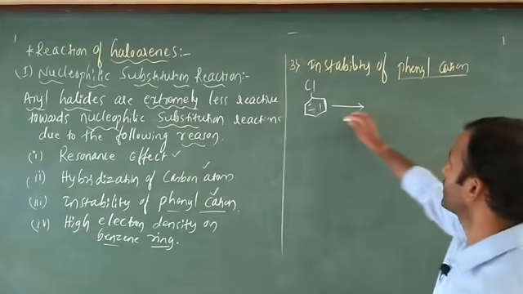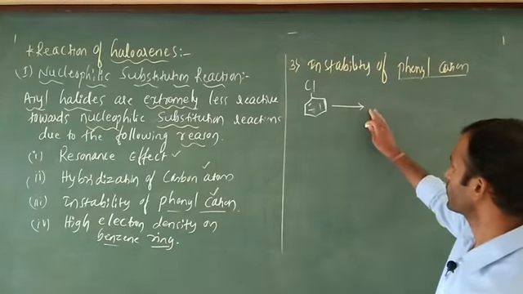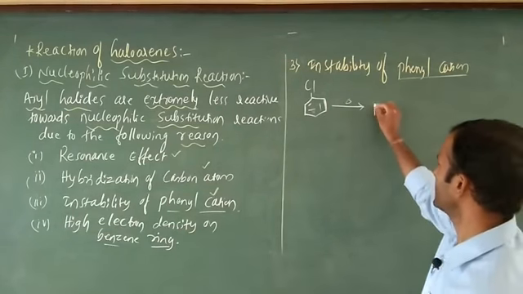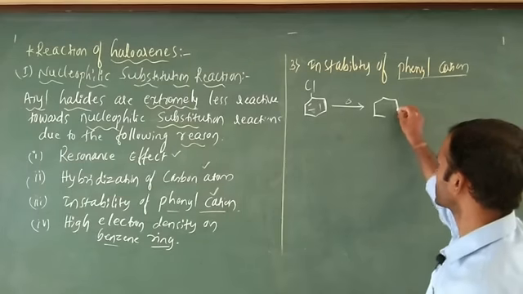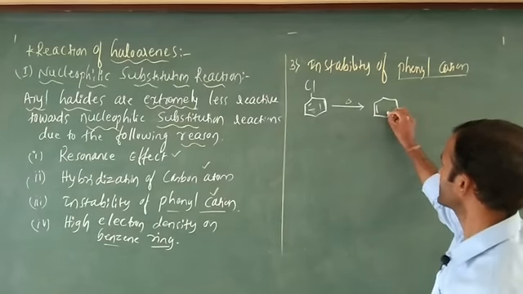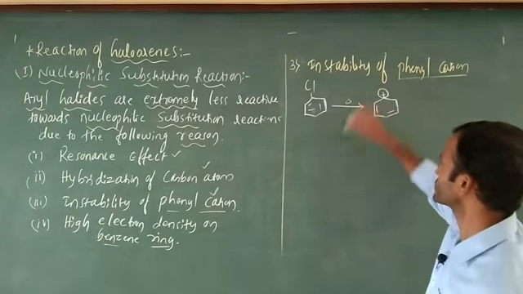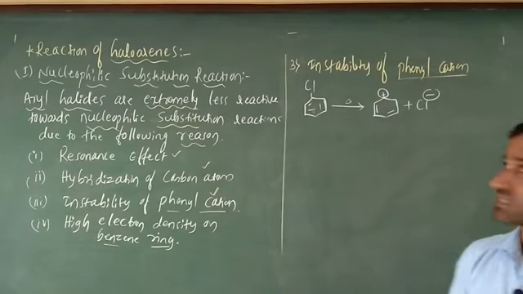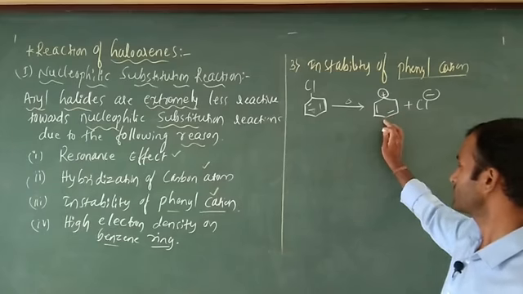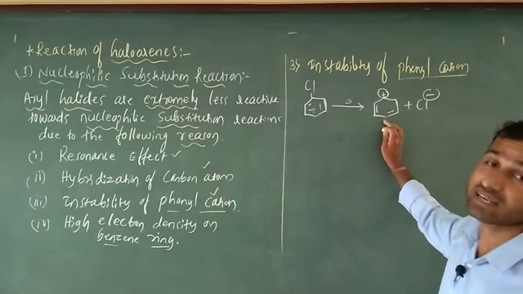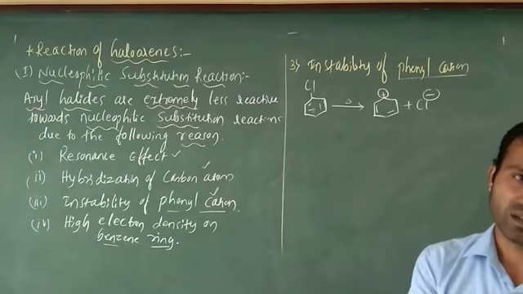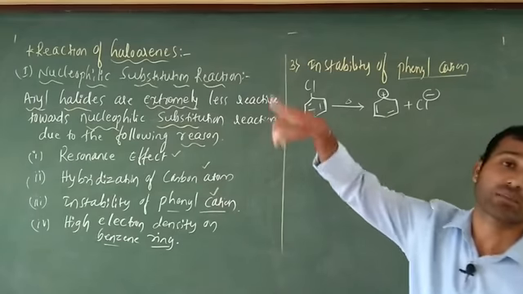Okay, this is chlorobenzene. In the presence of heat, if you supply some amount of heat, what is the product formed? Here a double bond is there, here a double bond is there. In this case there is a possibility of a positive charge and release of Cl minus. This one indicates the phenyl carbocation. This phenyl carbocation is unstable, that is why it is called instability.